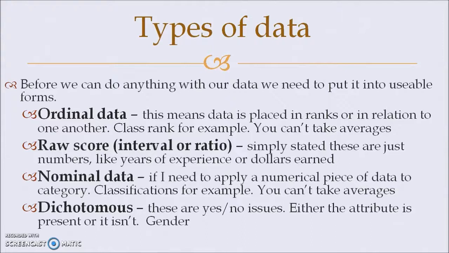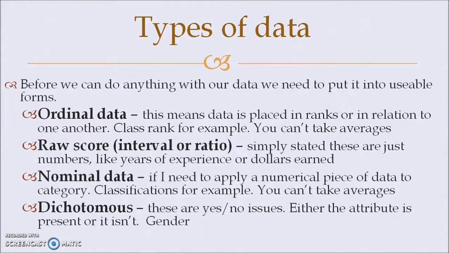The raw score is the score. Raw score is either interval or ratio, in which we actually use the data to do statistics on it. That is the data that we actually manipulate. Find out a mean, an average, a median, a mode, which we will talk about in just a minute.